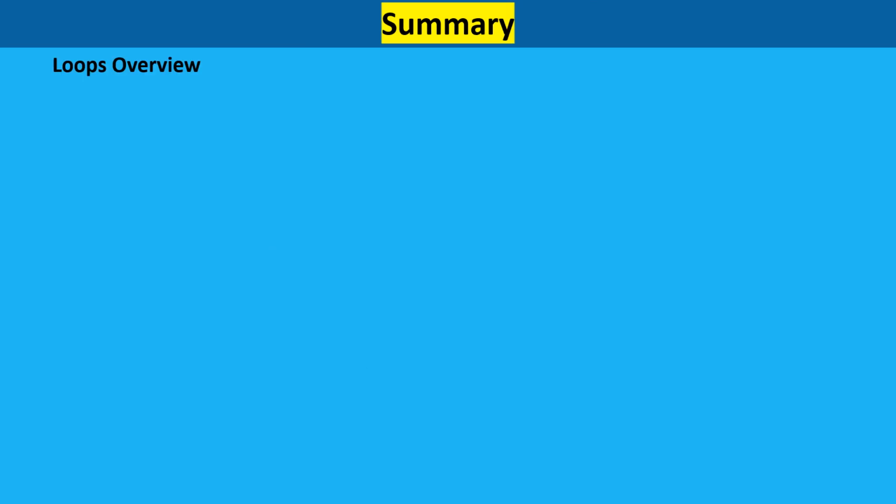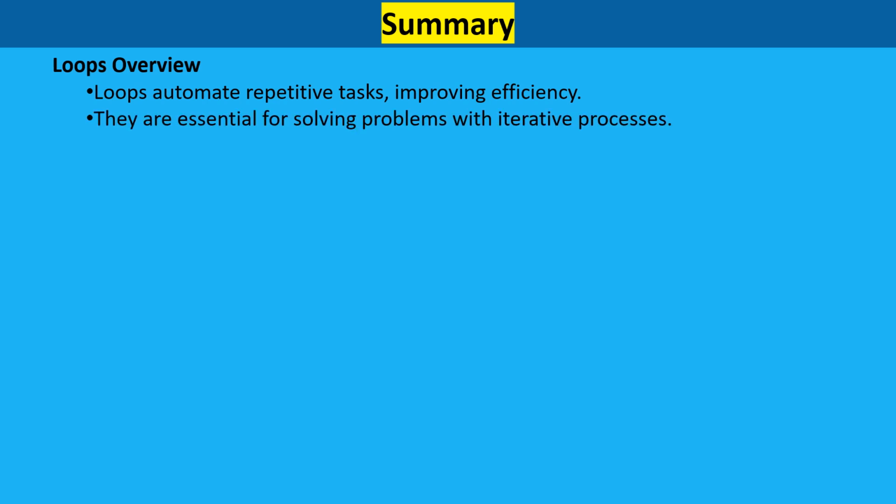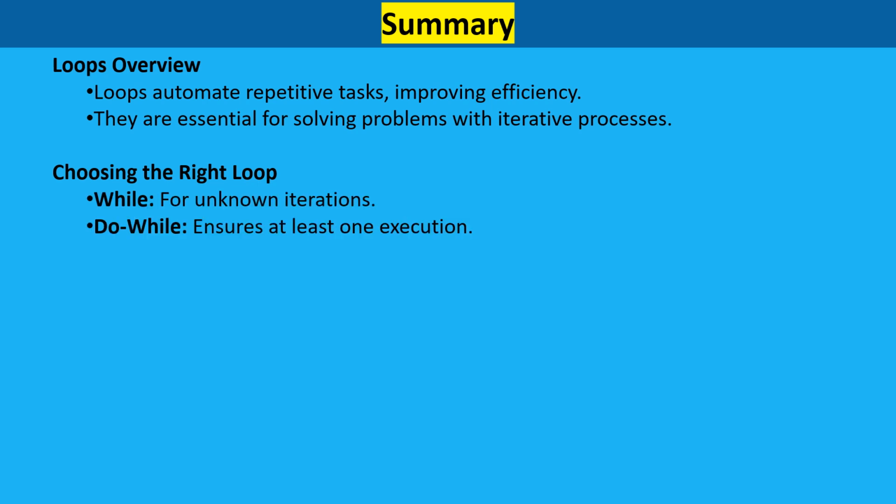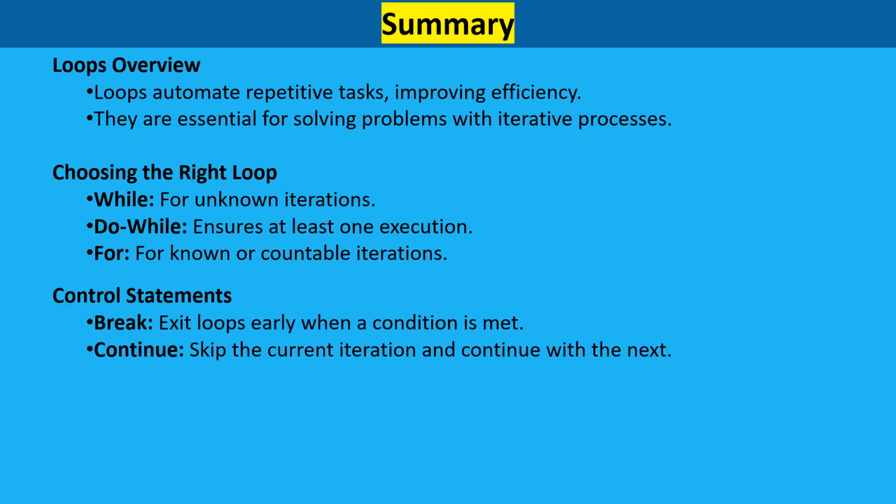Summary. Loops overview. Loops save time by automating tasks that would otherwise require manual repetition. Choosing the right loop: while for unknown iteration, do while ensures at least one execution, and for is for known, countable iteration. Control statements: break exits loops early when a condition is met and continue skips the current iteration and continues with the next. So break allows you to exit loops early and continue skips unnecessary iterations, improving performance.